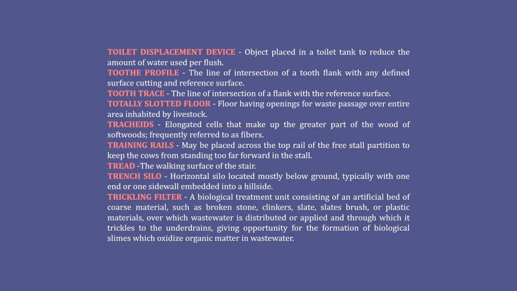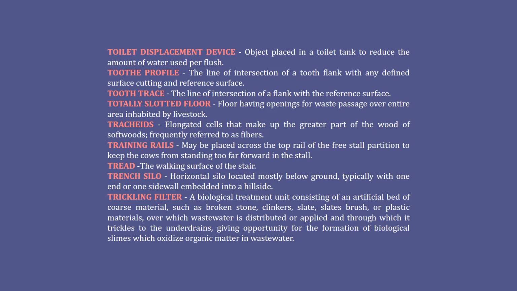Totally slotted floor: floor having openings for waste passage over the entire area inhabited by livestock. Tracheids: elongated cells that make up the greater part of the wood of softwoods, frequently referred to as fibers. Training rails may be placed across the top rail of the free stall partition to keep the cows from standing too far forward in the stall. Tread: the walking surface of the stair. Trench silo: horizontal silo located mostly below ground, typically with one end or one sidewall embedded into a hillside.